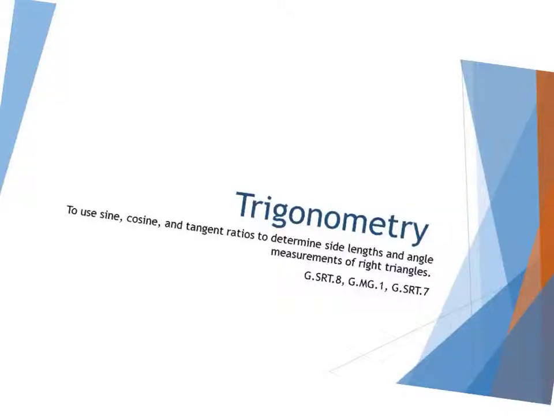This lesson is on trigonometry. The goal is to use sine, cosine, and tangent ratios to determine side lengths and angle measurements of right triangles. The standards are Geometry, Similarity, Right Triangles, Trig number 8; Geometry, Modeling with Geometry number 1; and Geometry, Similarity, Right Triangles, Trig number 7.